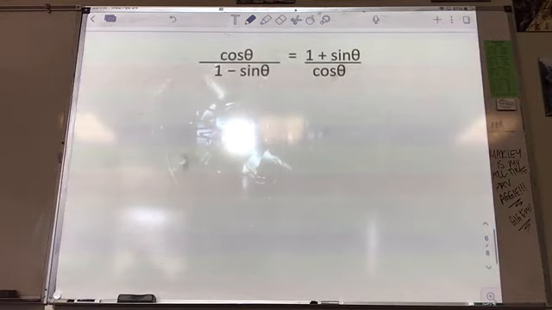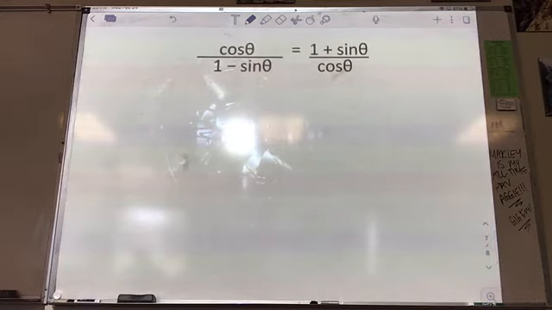Okay, next one. This is a hint that we haven't talked about. The very last hint that I had written down said if you see a 1 minus something not squared, you multiply by the conjugate. So 1 minus sine, that's not squared. So we can't go to our Pythagorean identities. If it was squared, we'd go straight to our Pythagorean identities and start changing stuff. It's not squared. So first thing, I'm going to choose this side.